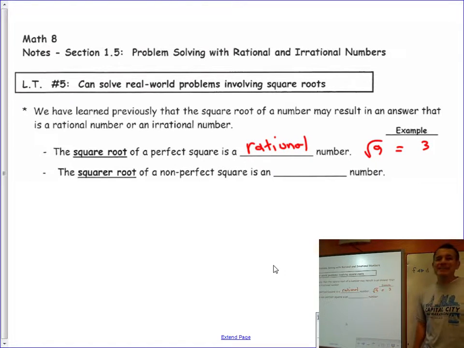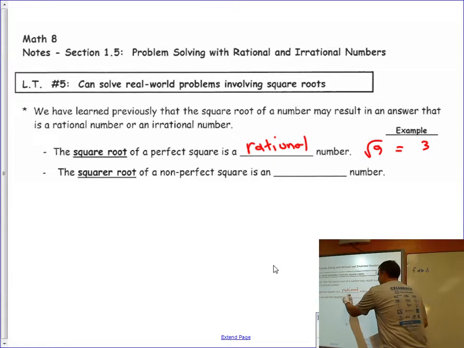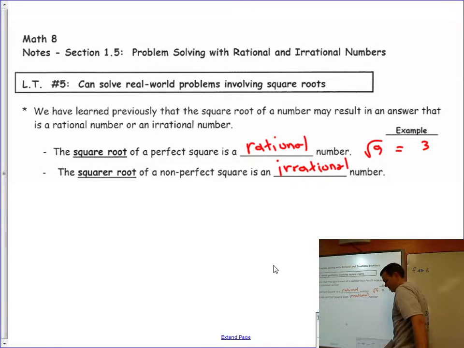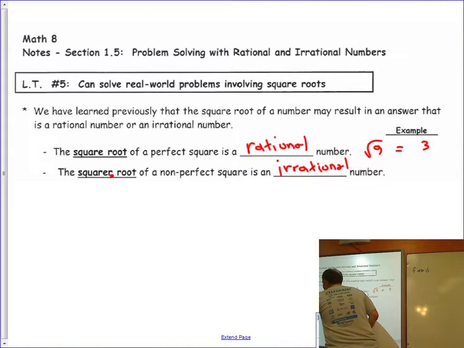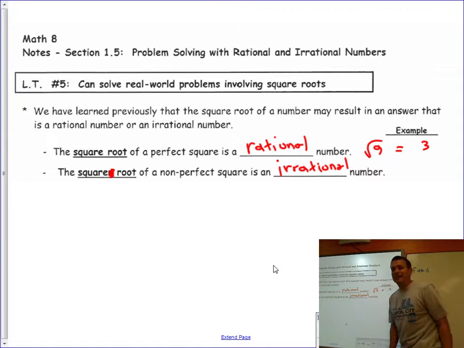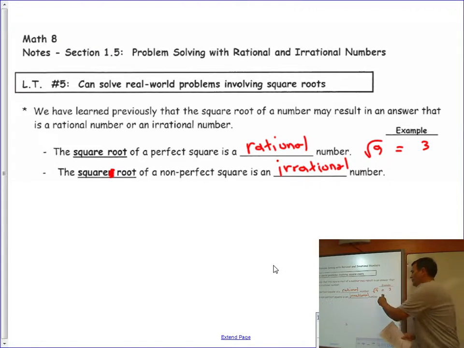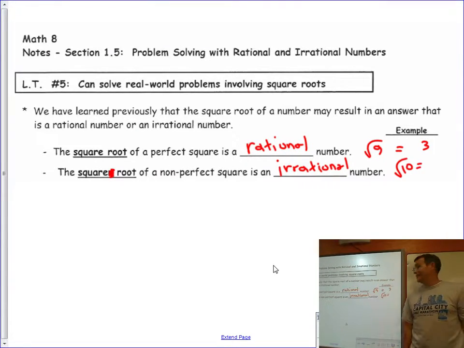Whereas, oops, I see I have a little typo here. The square root of a non-perfect square is an irrational number. Pay no attention to that R. It's not really there. For instance, if I try to take the square root of 10, I get a non-repeating, non-terminating decimal. So I can't give an exact answer. It would be about 3.1 if I approximated it, but it would not be exact, right?